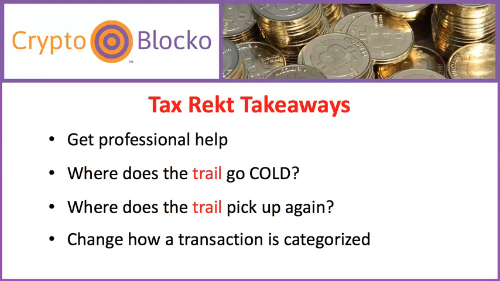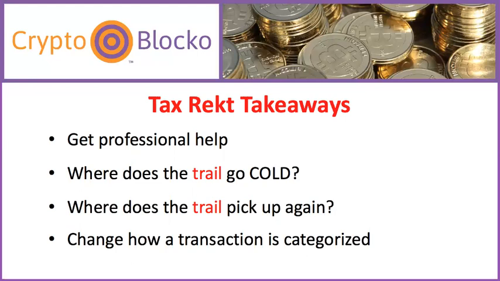Where does the trail go cold? Where does the trail pick up again? And of course, you may have to change how a transaction is categorized. So going back to Bob's tax wrecked example, for instance, the wallet plugin that Bob lost all the information for, he was able to identify the Bitcoin transactions that went into the wallet. Now, he lost all of the transactions as far as what he spent the Bitcoin on and what it was for. But again, these were very small amounts, so he knows all the transfers came from a couple of exchanges and a couple other wallets and went into this missing wallet.